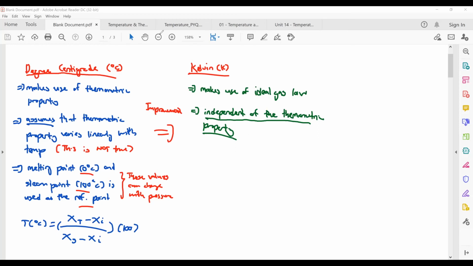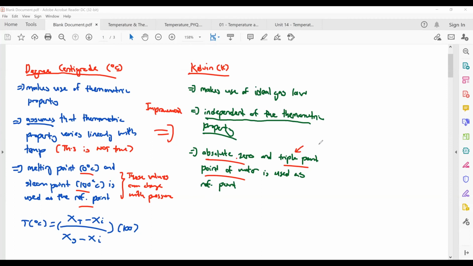Okay, and then after that, the other good thing about your Kelvin scale is that it makes use of two reference points which are known to be fixed regardless of pressure. Your two reference points would be your absolute 0 and triple point of water. Okay, absolute 0 and triple point of water being used as your reference point.